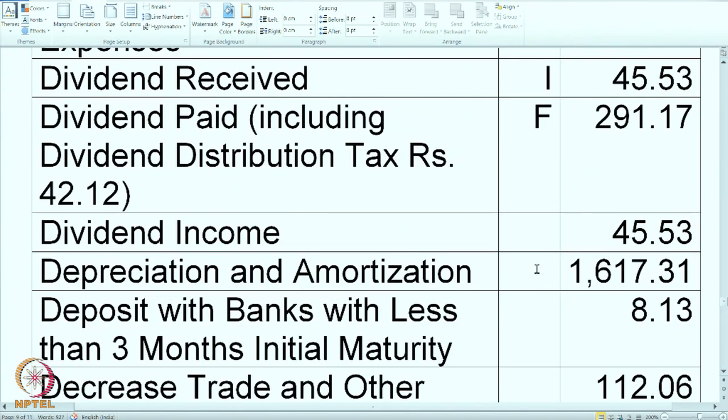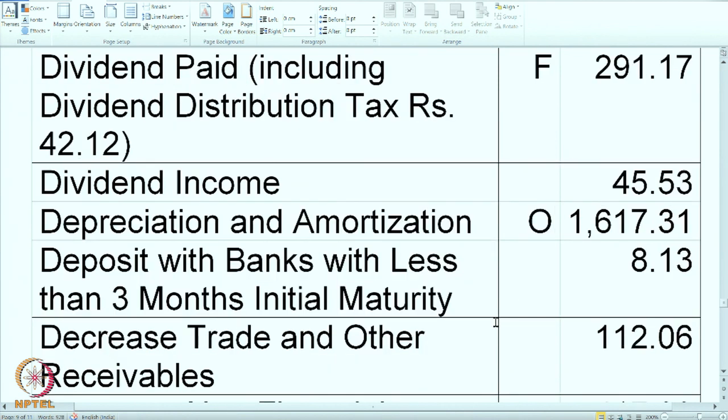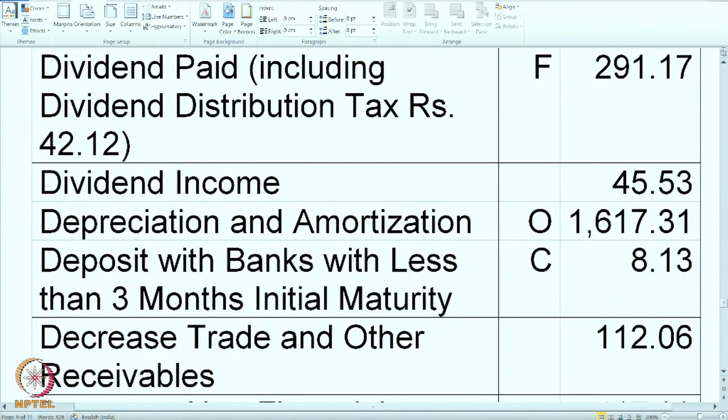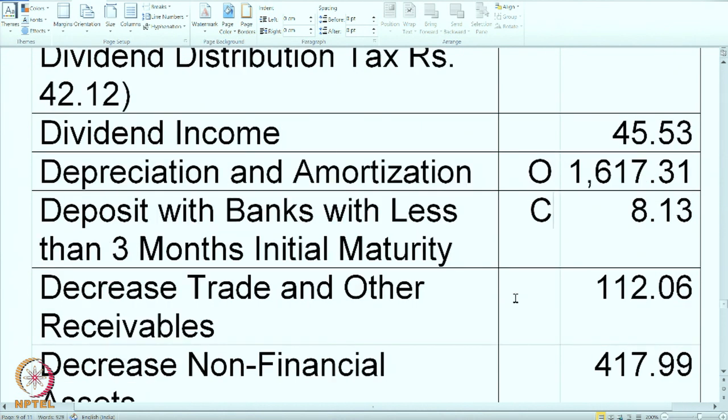Then depreciation and amortization, should it be considered? Yes, because it is a non-cash expense, we add it to PBT, so mark it as O. Deposit with bank with less than 3 months of initial maturity. This is a deposit with bank, so insignificant risk, the maturity is also very small, so we can consider it as a cash equivalent. So we are marking it as C.